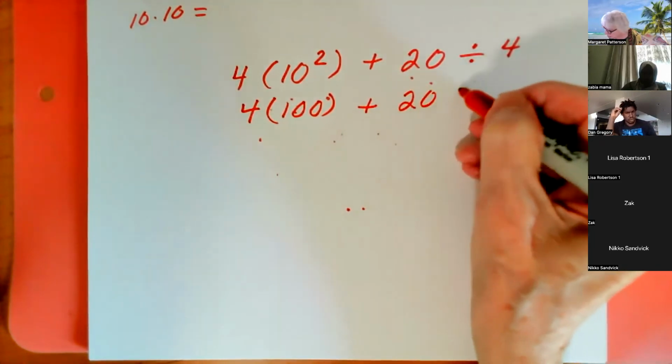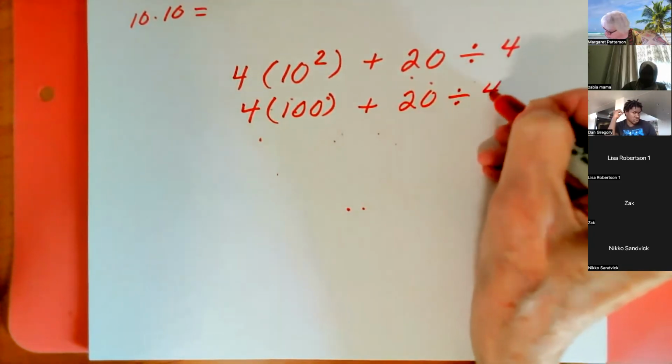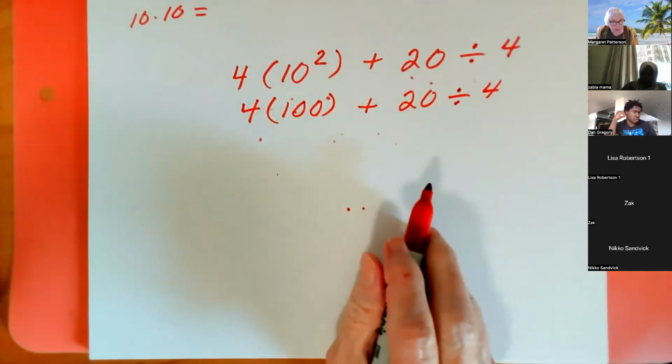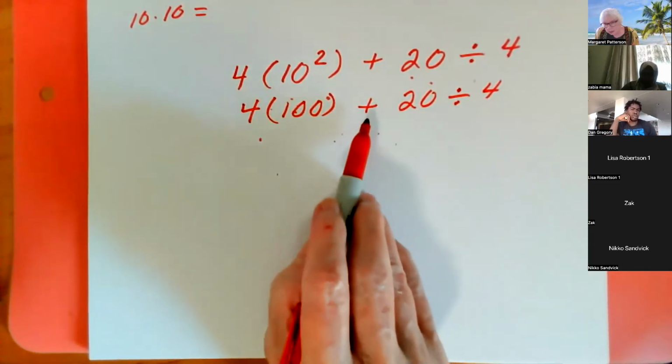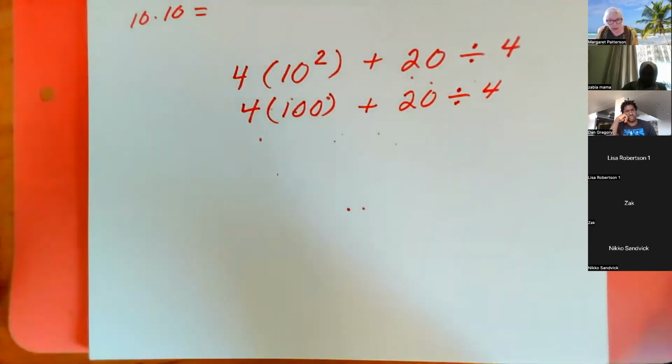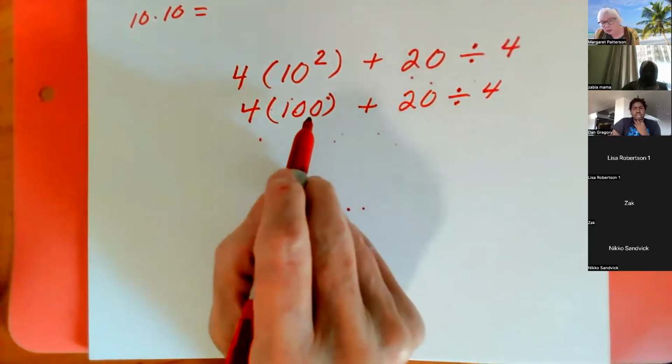And it's kind of up to you how many things you do in one step. But this adding is last. So what's next? Parentheses. 4 times the 10.